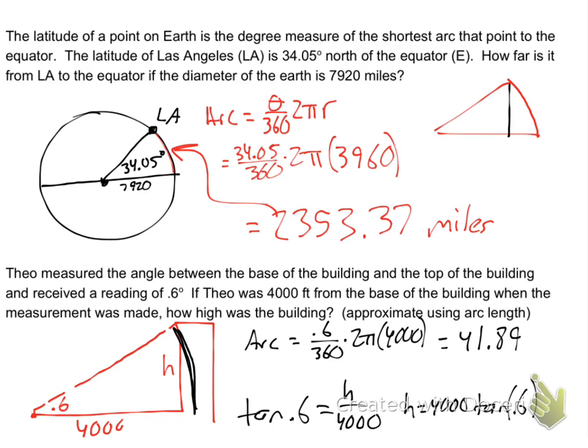41.89 feet. So the building's only like a 4-story building. Maybe even just as tall as this building or the gym. So when you can see that through almost 4/5 of a mile away, it's not going to be much of an angle up, right? What is 4,000 tangent of 0.6? Make sure you are in degrees. 41.89.